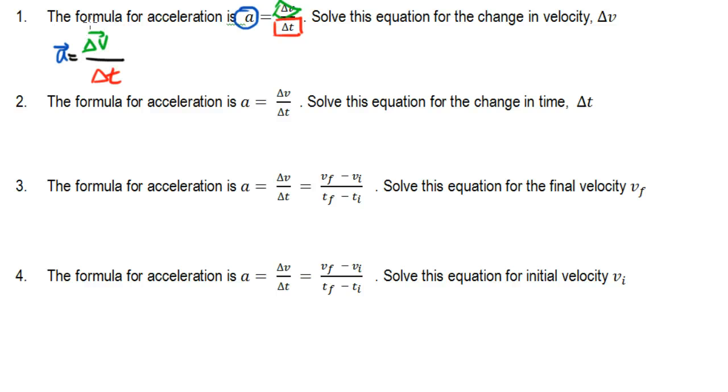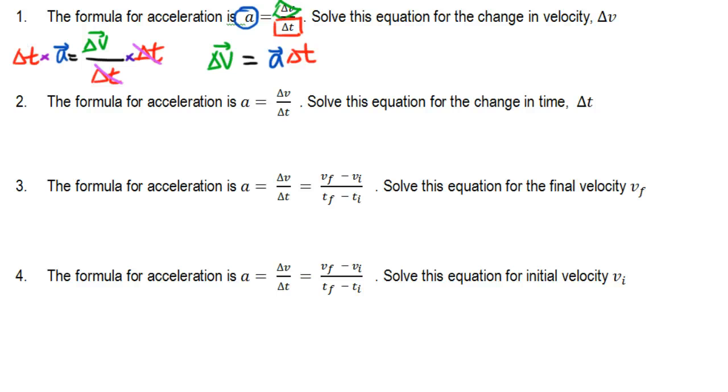Okay. Now to do this, I need the green delta v by itself. So I'm going to need to multiply by delta t, because delta v is being divided by delta t, and the opposite of division is multiplication. If I do it to one side, as we saw before, we have to do it to the other side. So I'm going to multiply by delta t on this side. When I do that, delta t divided by delta t is 1, so those cancel out, and you're left with your final equation, which is delta v equals a times delta t.